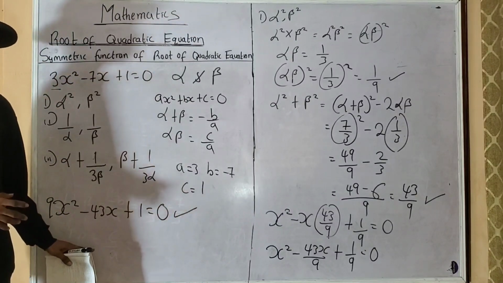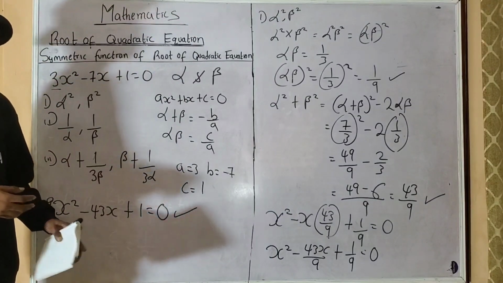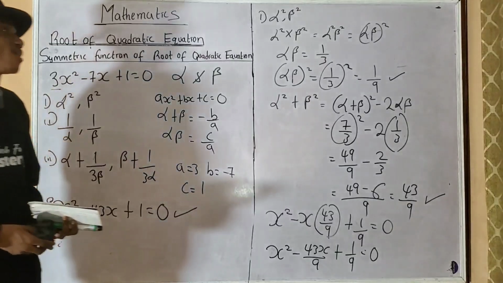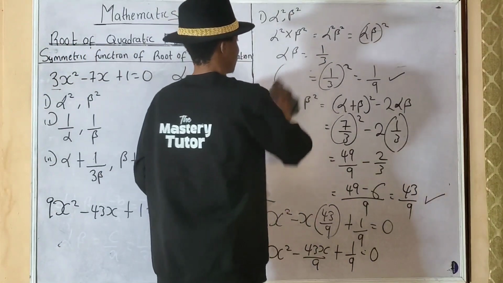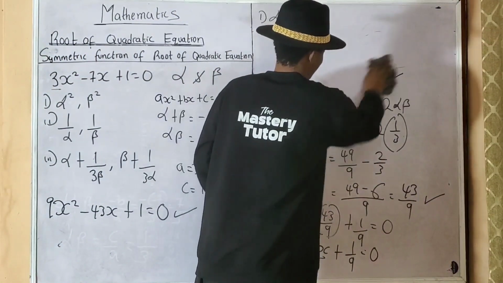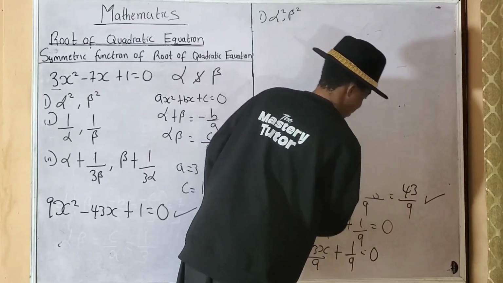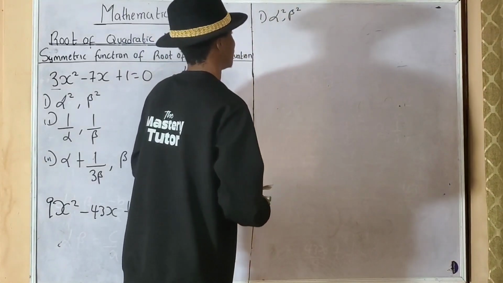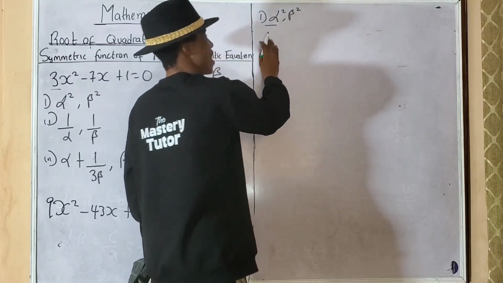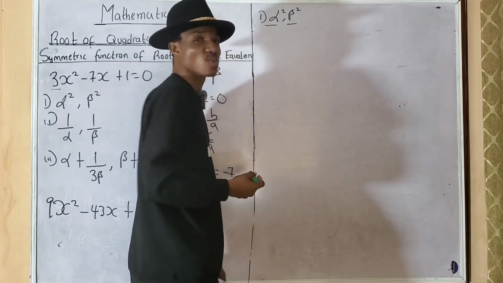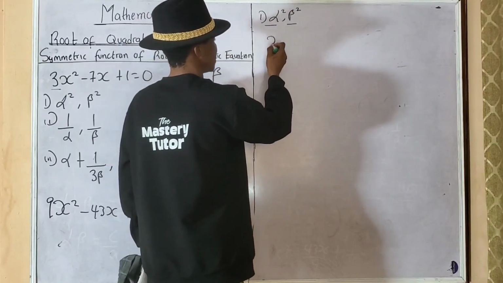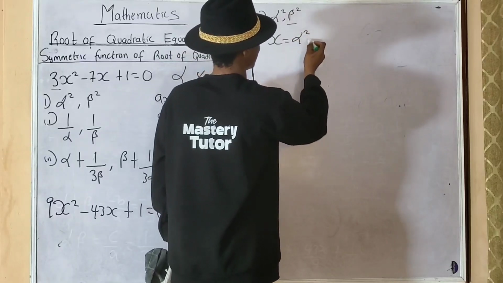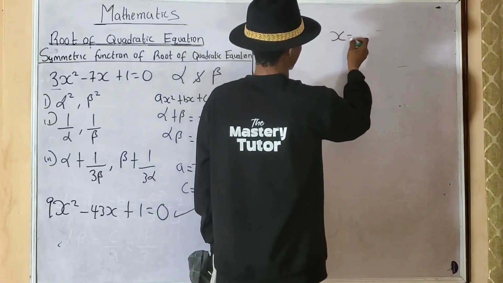This is the first method. You can still obtain this equation using another method. Now, please pay attention. For the second method, the first root is alpha squared, and the second is beta squared. Let x equal alpha squared, and let x equal beta squared.